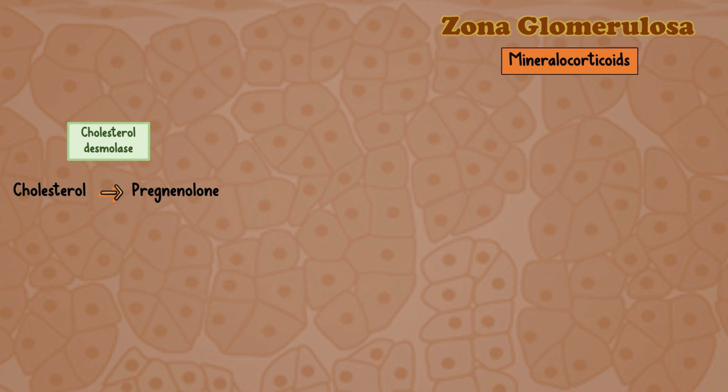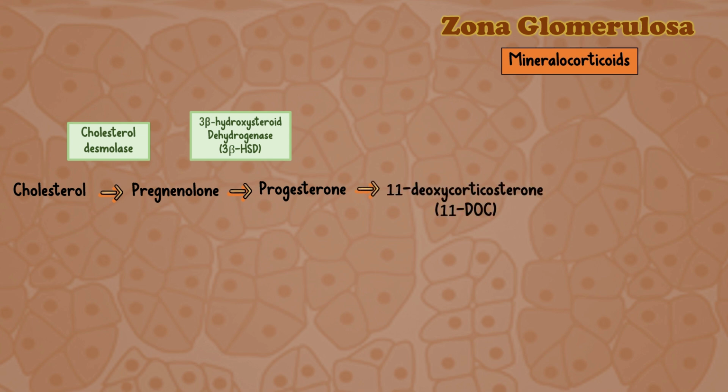Now, remember this pregnenolone as an incredibly important substance, as it serves as a precursor to all steroid hormones of adrenal cortex. Well, the cells in the zona glomerulosa convert this pregnenolone into progesterone by an enzyme called 3-beta-hydroxysteroid dehydrogenase, or 3-beta-HSD for short. Now, in the next step, progesterone is converted into 11-deoxycorticosterone, or 11-DOC, by the enzyme 21-hydroxylase.